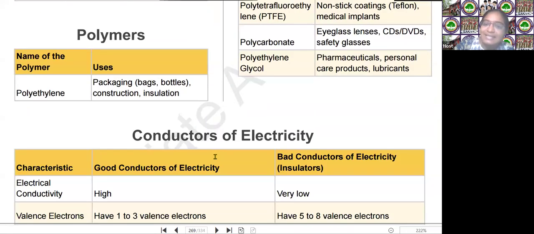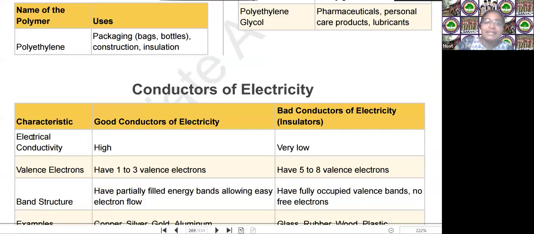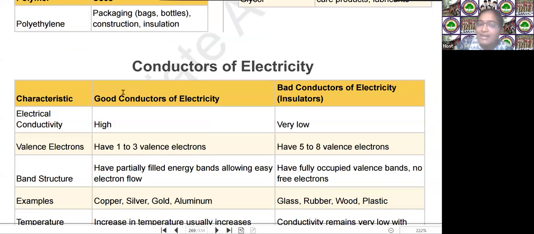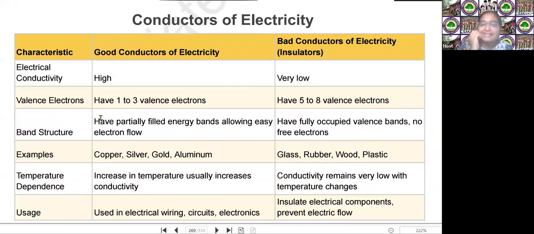And the next thing is conductors of electricity. These are the qualities: electricity conductivity. The conductors have a high electricity conductivity, and the insulators have a bad electricity conductivity. And valence electrons: the conductors have 1 to 3 valence electrons, and the insulators have 5 to 8 valence electrons. And another one is band structure.